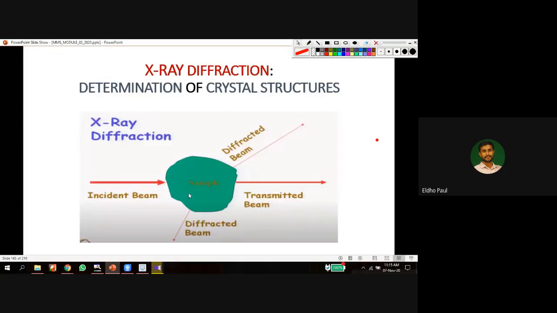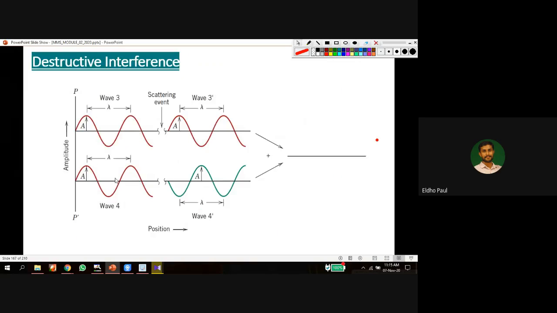So when the incident beam is scattered with a particle, the incident beam's phase is reversed. But for this wave, there is no change. Wave 3, there is no change in the phase and amplitude, etc. But here the phase is changed.